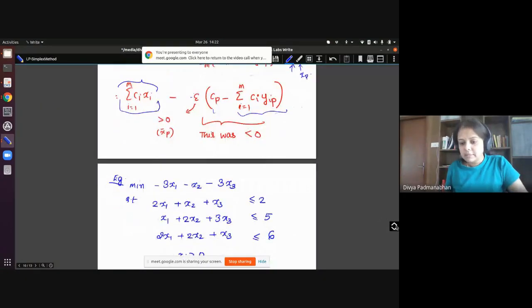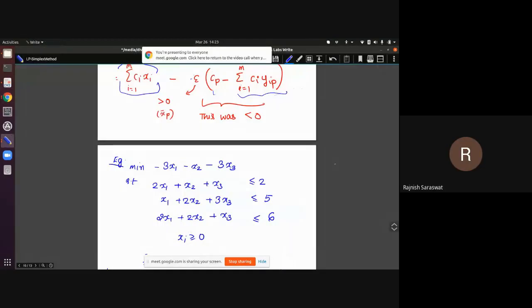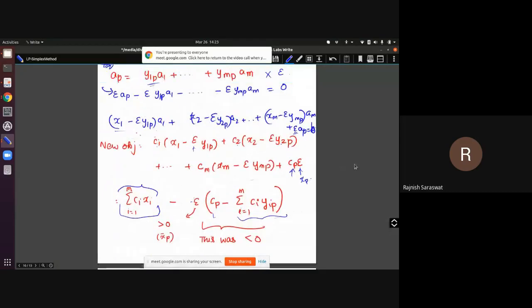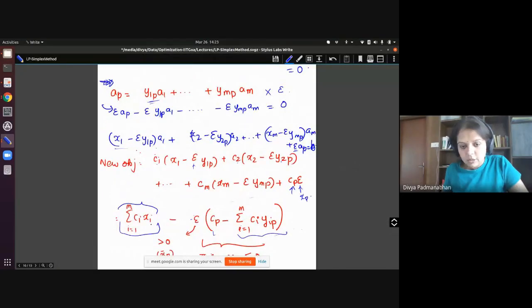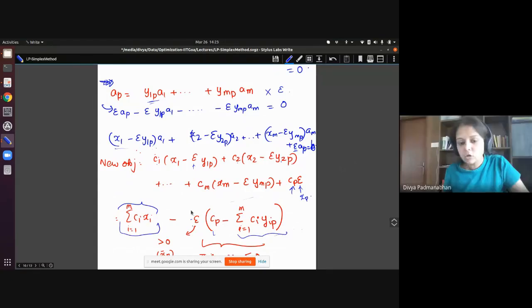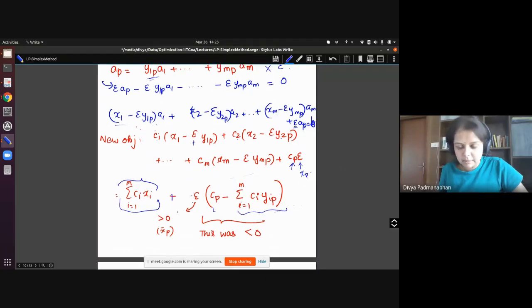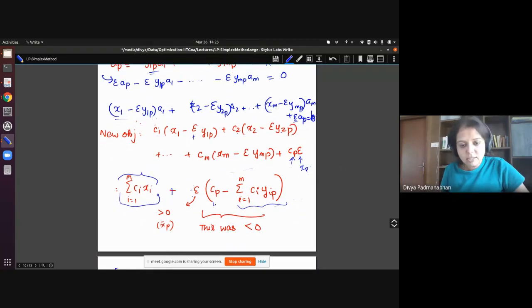Is there a plus sign there? Which one? Sigma i equals 1 to n Ci xi plus epsilon. The plus epsilon or minus epsilon? Oh, this one. Yes, this has to be plus epsilon. You're right. Thanks, Rajneesh, for bringing this up. So that's when this will improve: when this part becomes negative, this overall term becomes less than the summation of Ci xi.